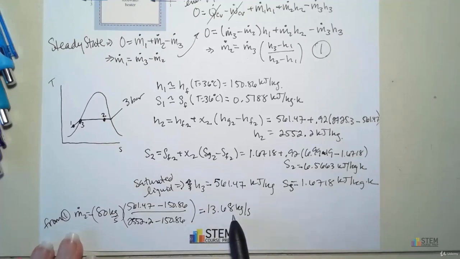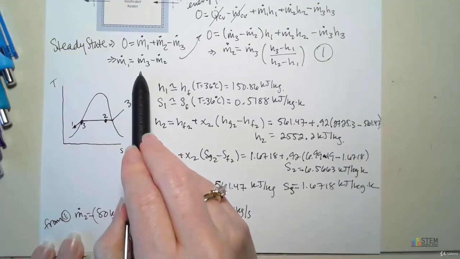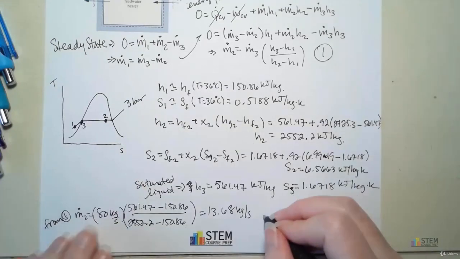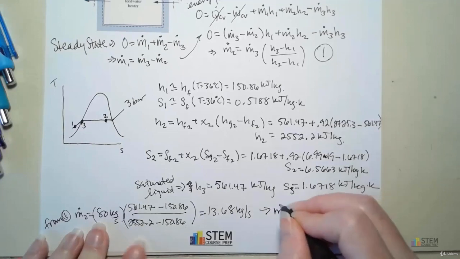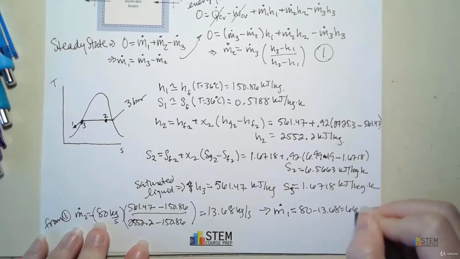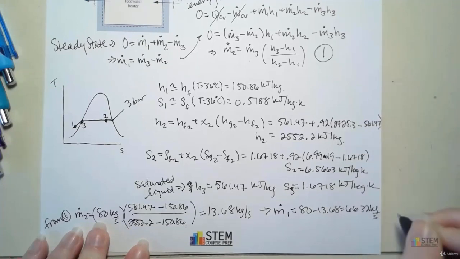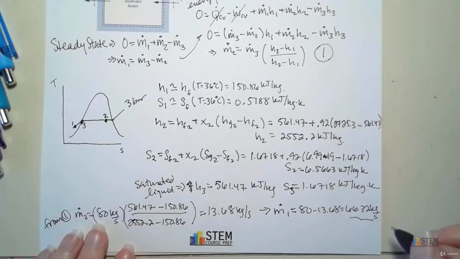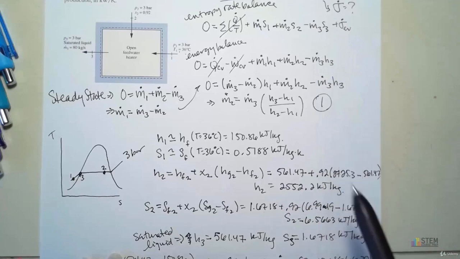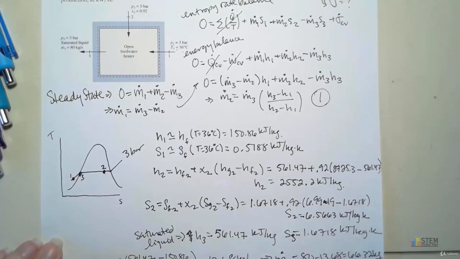This is m2 dot. Now you can go ahead and find m1 dot because we had this relationship here. We know m3 dot. Now we found m2 dot. That'll give us m1 dot. So m1 dot is going to be 80 minus 13.68, which is 66.32 kilograms per second. Now finally we're able to take these mass flow rates and go up to this equation here. So when we plug in our values, we can see what we get. I'm going to turn this page over.